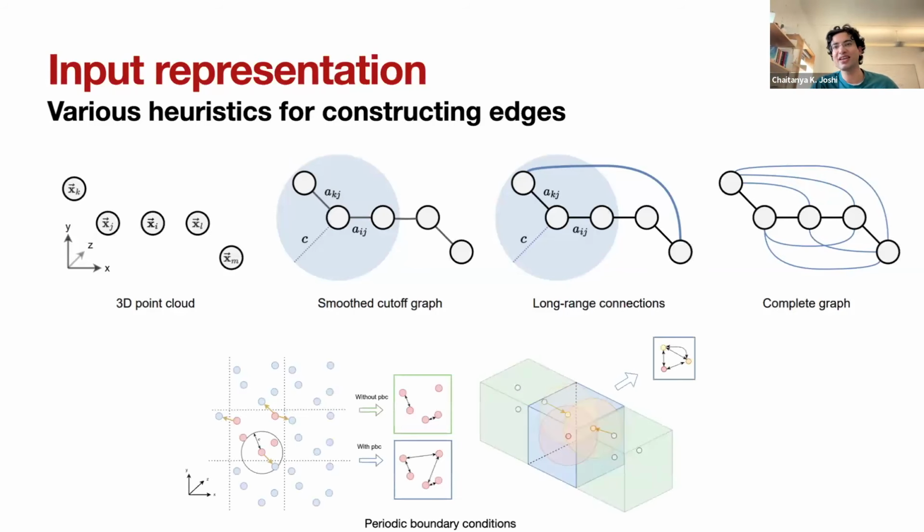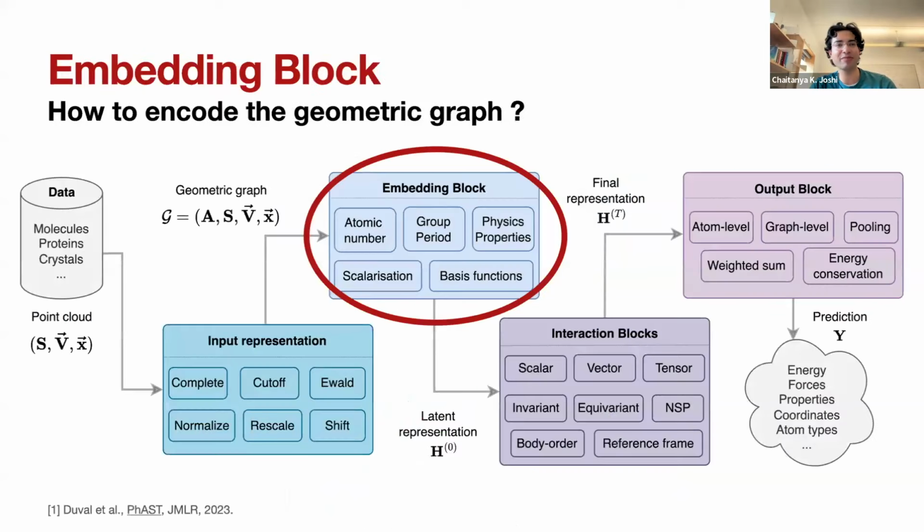And then lastly, if you're dealing with systems like materials, you also need to incorporate periodic boundary conditions, this notion of your material being an infinite tile in space. And you need to incorporate this into the construction of your geometric graph. So once you have your point clouds and you've built your graphs out of them, before you can feed these graphs into neural nets, you need to convert their features into embeddings, some initial embeddings.